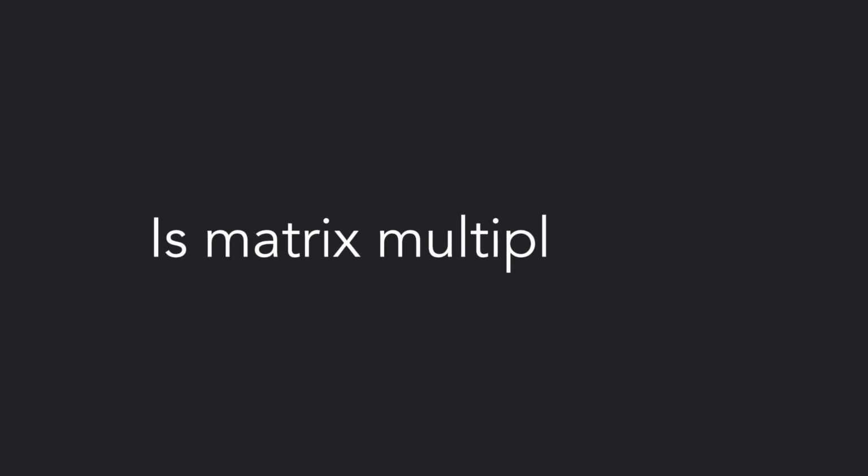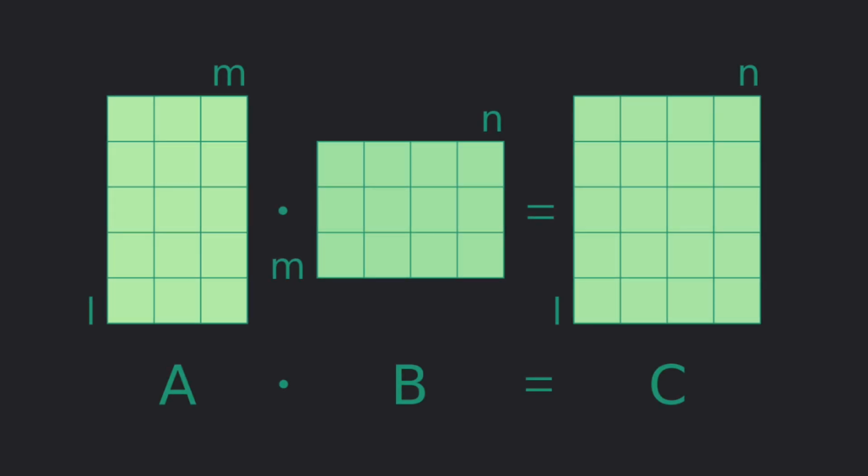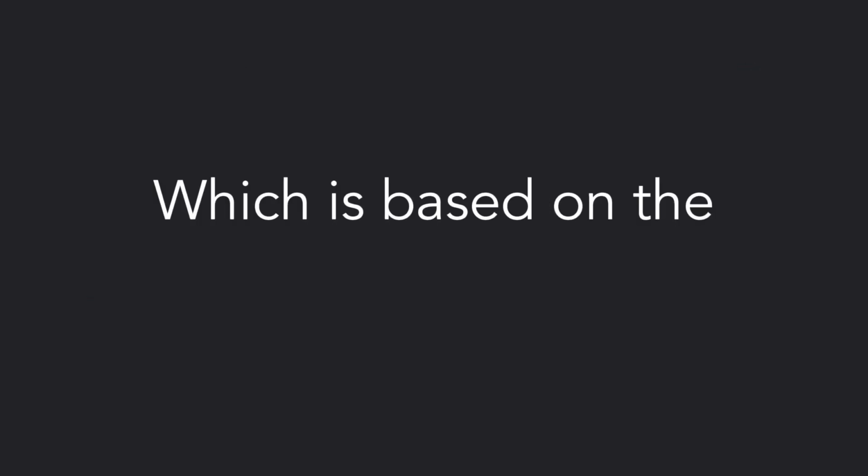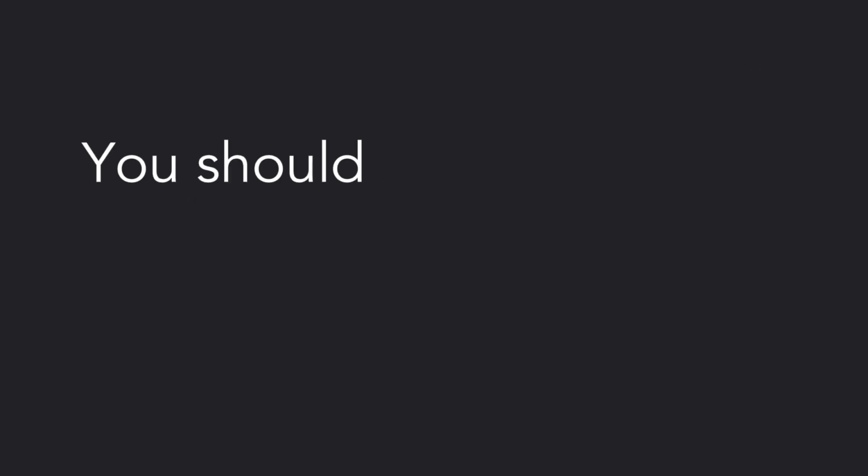Okay, the first concept was basic derivatives, and the next one, you guessed it, is matrix multiplication. Matrices are just arrays of numbers, and we can multiply them to get new matrices. But not all matrices can be multiplied. There's a rule that governs this, which is based on the shape of the matrices involved. You should also understand how to find the actual values in the product.